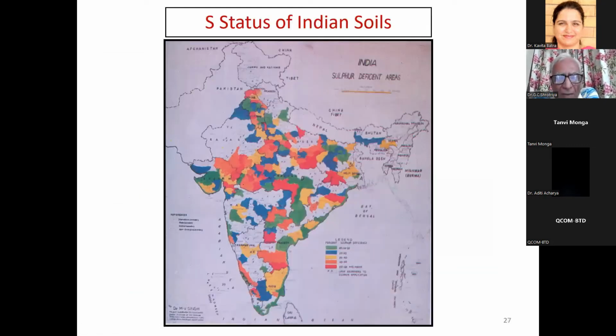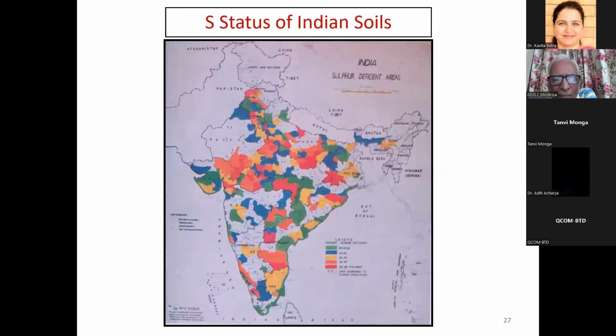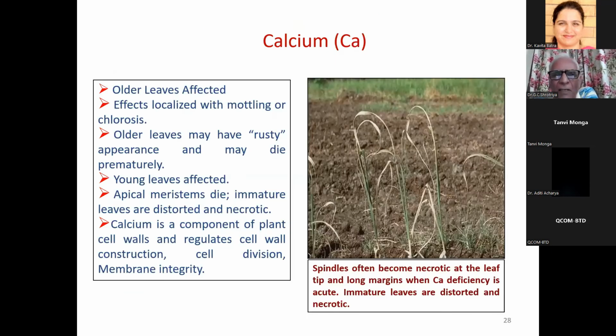Again, Indian soils are deficient in sulfur these days. The deficiency is increasing, and the red area shows how many places the deficiency is now acute in Indian soils, because we are trying to draw the nutrients but not replenishing them. It means we are mining nutrients but not giving back to the soil. That's why the deficiency comes.